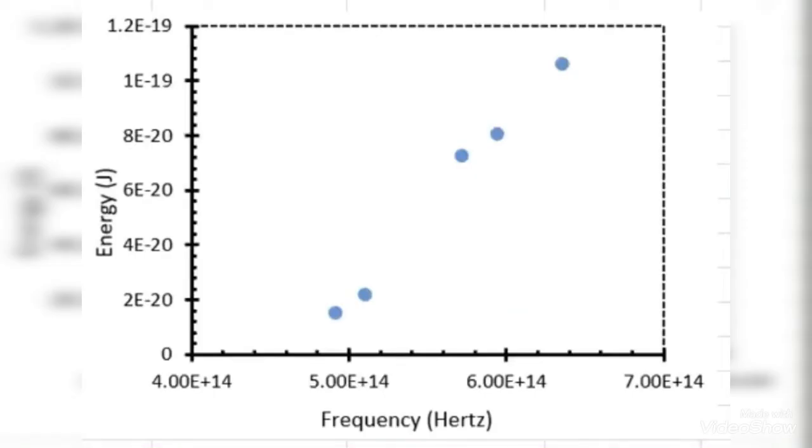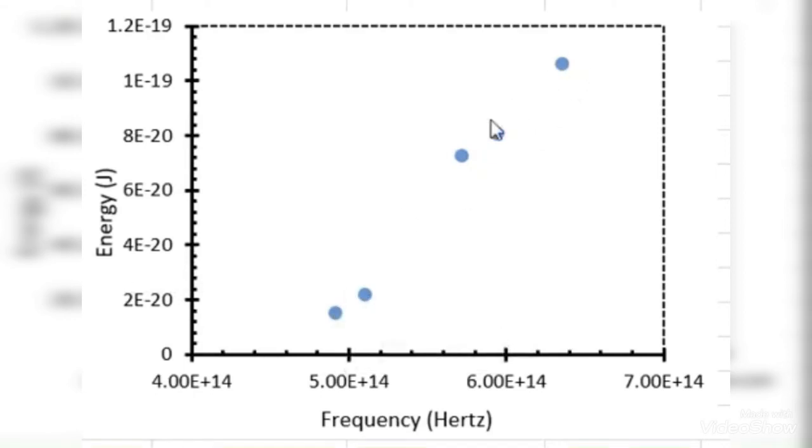Plot the energy versus frequency graph using the data we calculated for energy and frequency. As you see, energy values are on the y-axis, frequency values are on the x-axis. And these are the data we have. We measured and then converted to frequency and energy, as you see here. So what we need to do now is get the slope of this graph.